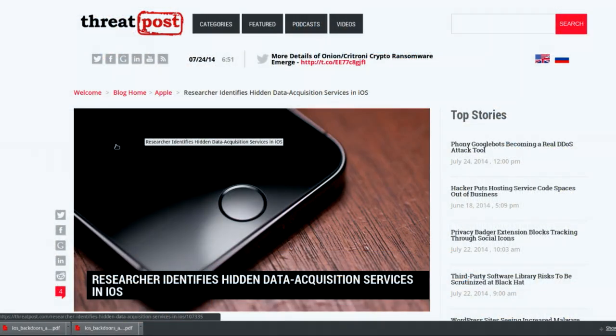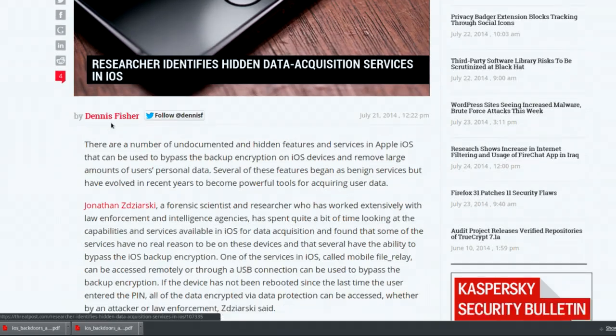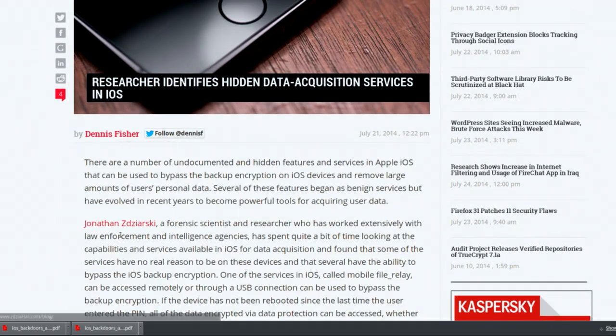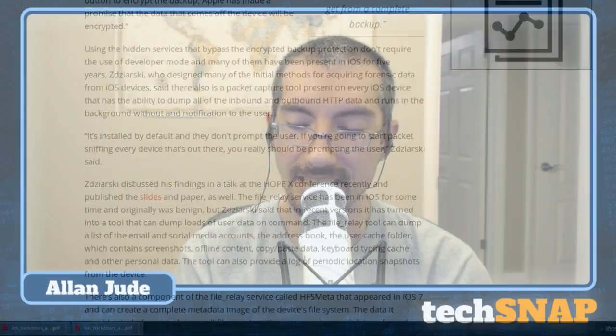All right, you teased this next story earlier. Researchers identify hidden data acquisition services. Boy, that's putting it nice. In iOS. Yeah, so basically there's a service running on iOS that allows you to extract all the encrypted data if, since the phone was started, someone has entered the PIN, because that's what the decryption for the data on your iPhone is. So if you've entered the PIN since you rebooted, and somebody connects over USB, they can slurp out all your data without the encryption. And the computer they connect to over USB has to be trusted, but that's just a prompt on the phone, so you just say yes.